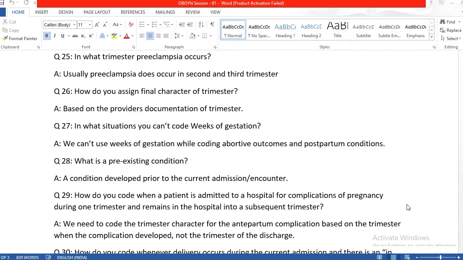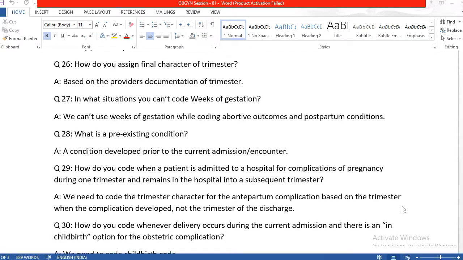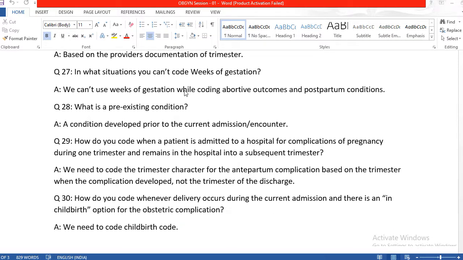In what trimester does preeclampsia occur? Usually preeclampsia occurs in the second and third trimester. How do you assign the final character for trimester? Based on the provided documentation of trimester, or sometimes the provider will mention weeks. Based on the above scenarios, we need to find which trimester the patient belongs to. In which situation can't you code weeks of gestation? Generally, we can't code weeks of gestation during abortive outcomes or postpartum conditions.